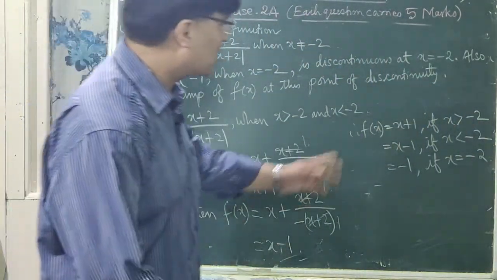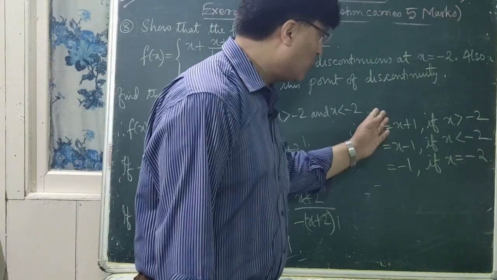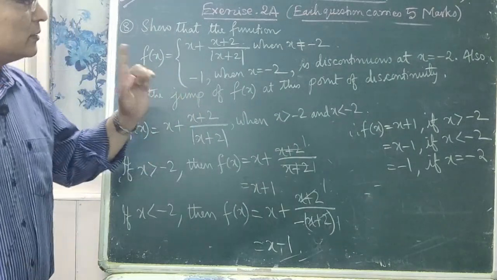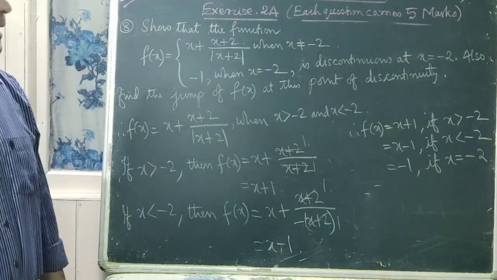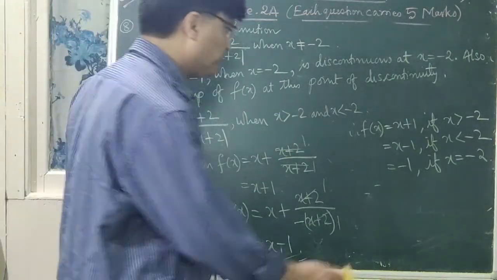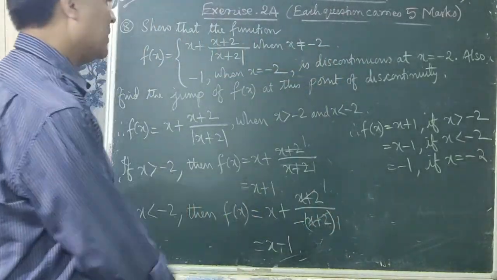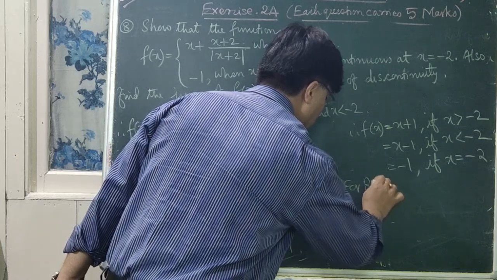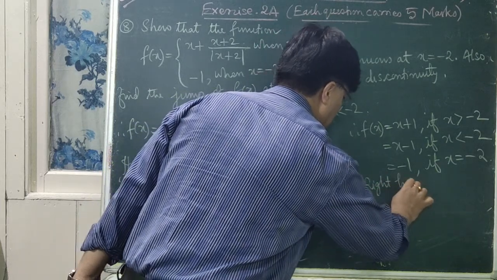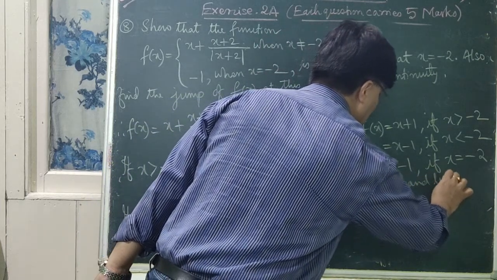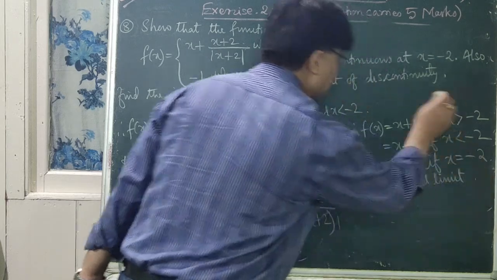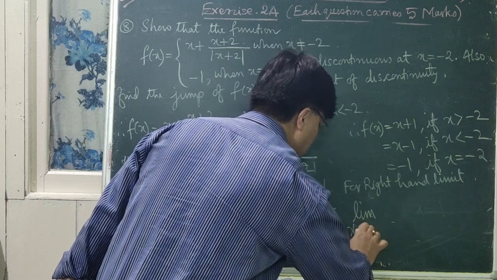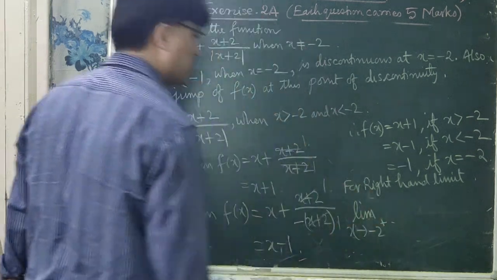Now we will use this simplified function of x to check the discontinuity of the function at x is equal to minus 2. So now we'll write for the right hand limit at x is equal to minus 2. So how will you write it? Limit x tends to minus 2 plus.